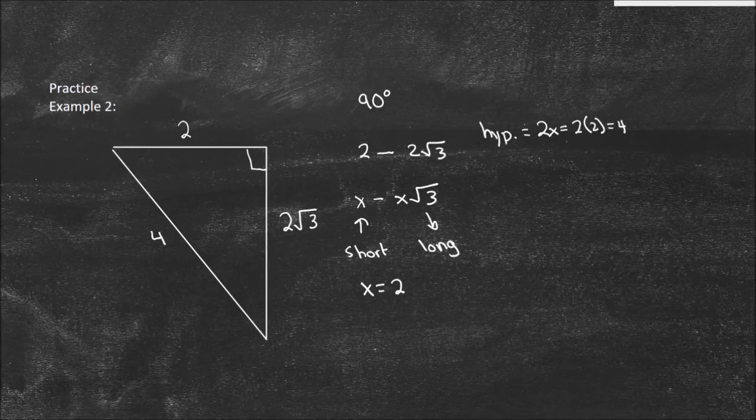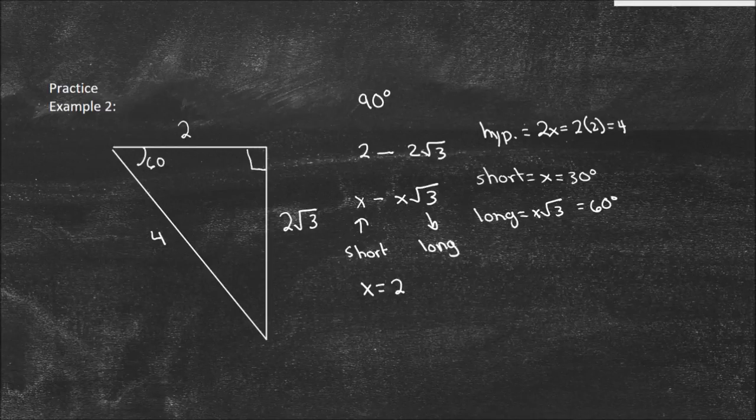And then now I can just write in where the 30-degree angle is and where the 60-degree angle is by thinking about my rules. So remember that the short side corresponds to x, short equals x, and then long equals x square root of 3. And remember the short angle is 30 degrees and the long angle is the 60-degree angle. And so 60 must be here because that's the 2 square root of 3. And then the 30 must be here because that's just the 2. So now I have my triangle, 60 degrees, 30 degrees, 90 degrees. That's my 30, 60, 90.